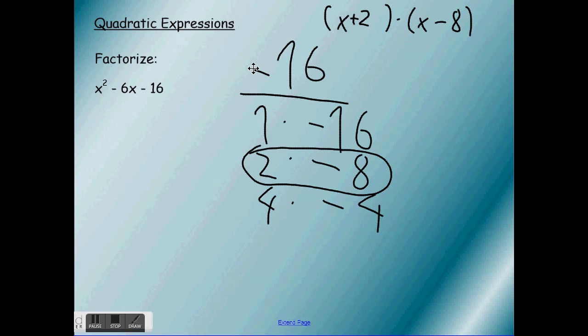So yes, exactly right. We have negative 16. Wrote out our factors. We found that this one would give us a difference of minus 6. So 2 minus 8 is negative 6, and 2 times negative 8 is negative 16. Yay.